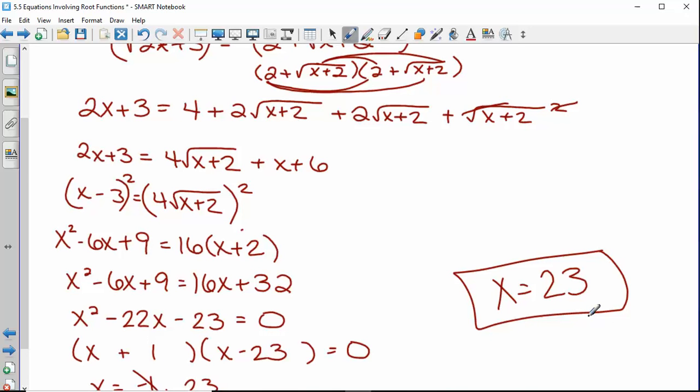So those are a little bit longer because you have two radicals added or subtracted. We have an extra step in there. Want to try another one like that?